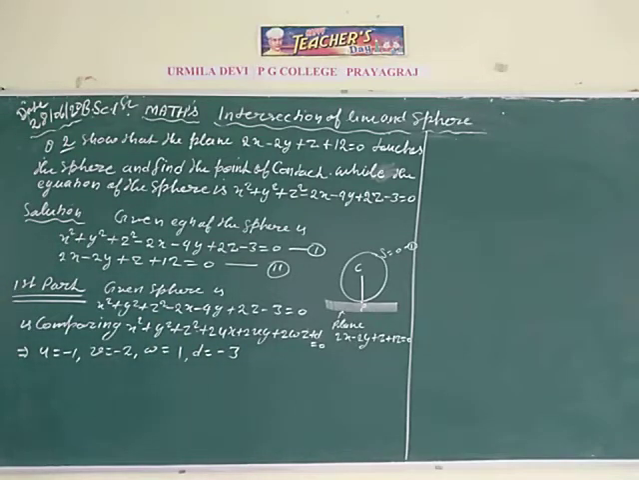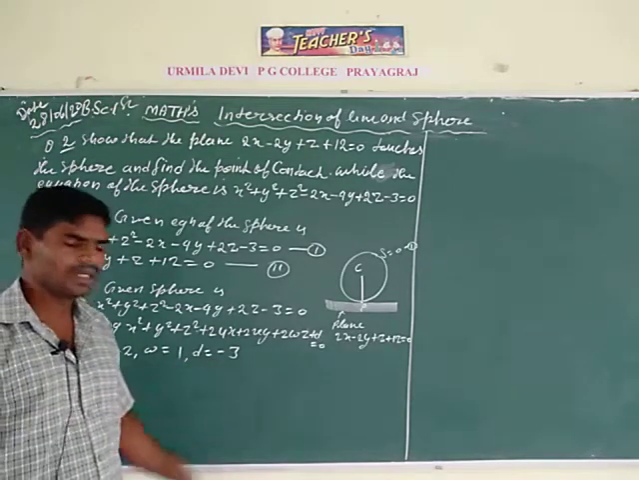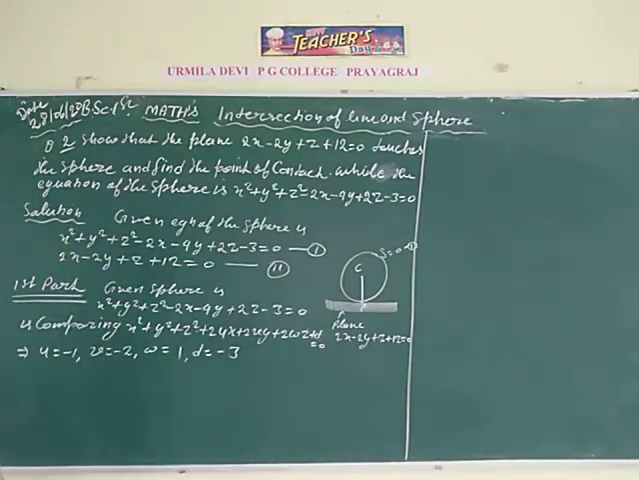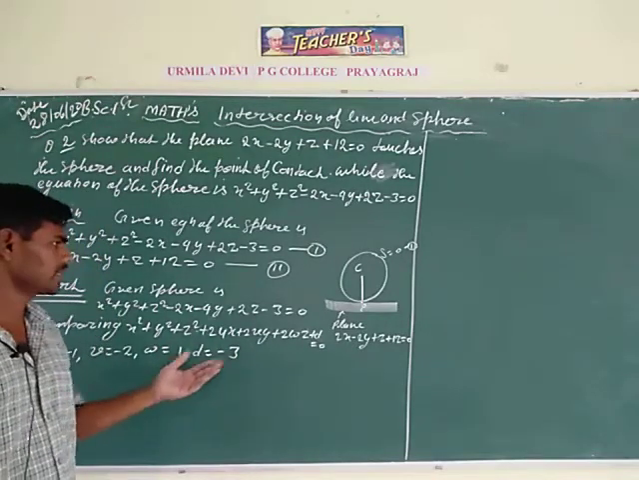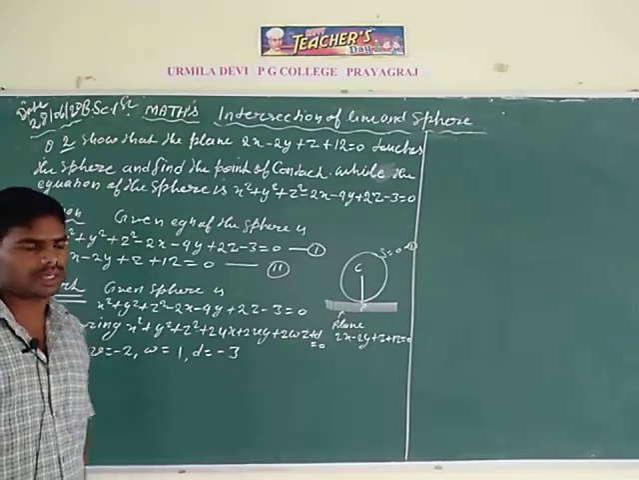Constant d is equal to minus 3. So here the value of u is equal to minus 1, v is equal to minus 2, w is equal to 1, and constant d is equal to minus 3. After this you can calculate the coordinates of capital C and also the radius of the sphere.